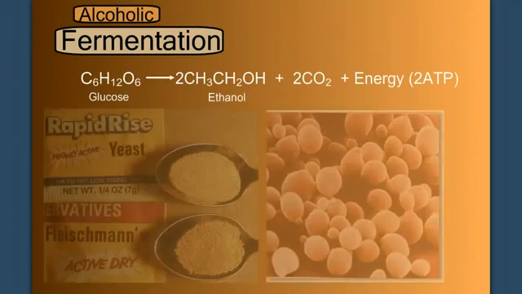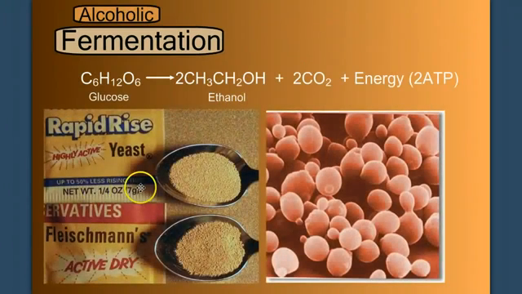So we need an organism that does alcoholic fermentation. How about yeast? Yeast does alcoholic fermentation. In fact, it's because yeast produces carbon dioxide that it makes bread dough rise, and it's the ethanol or alcohol that yeast produces as a waste product that makes alcoholic beverages alcoholic. So let's look at the metabolic pathway.